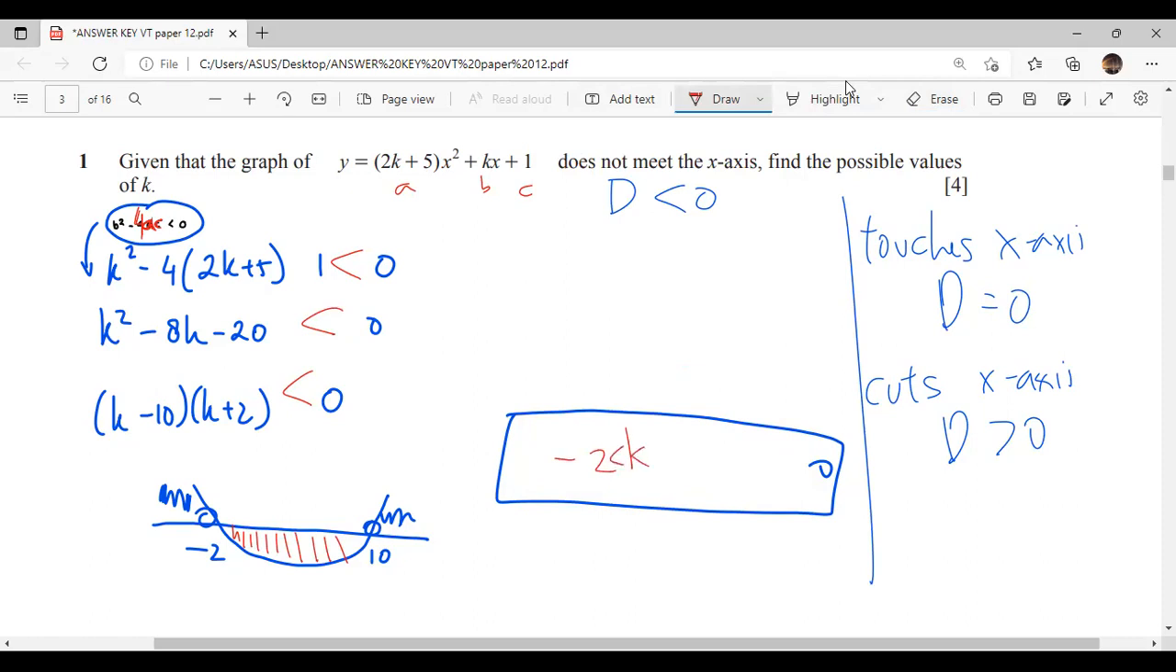-2 less than k less than 10. You cannot put the equal sign. Okay, if you put the equal sign, it will be wrong. Make sure that it is less than. Get the idea, Vicky?